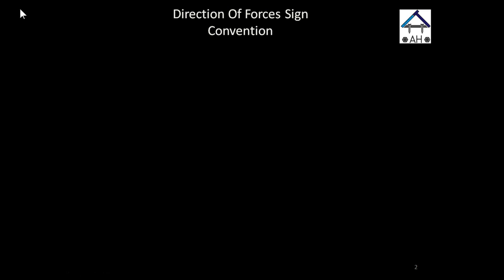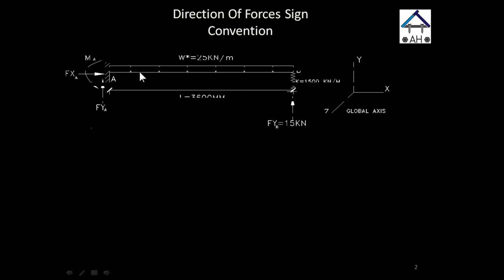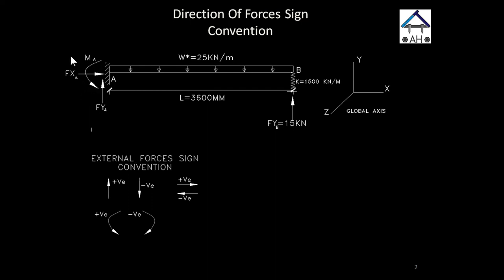From the method of superposition in part 1, we worked out the reaction FYB to be 15 kilonewton. So now we have 3 unknowns, and we also have 3 equations of equilibrium. Therefore, the structure is now statically determinate.